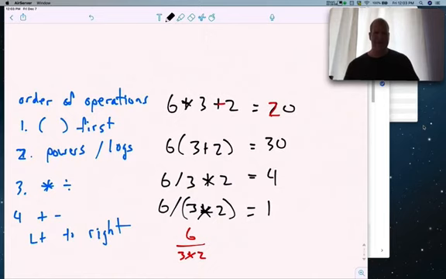Okay, so now these are common mistakes that I see with students. Many times I want you to go through your calculator with me on this to make sure you get the right answer. The most common mistakes I see are order of operations. The first thing you do is what's in parentheses first, then powers and logs, then multiplication and division, then addition and subtraction, and the rules go left to right. So for instance, 6, 3, and 2, it depends on which one you do.